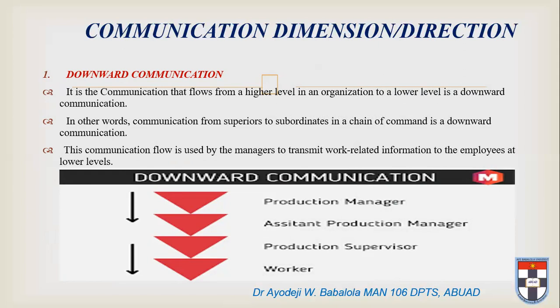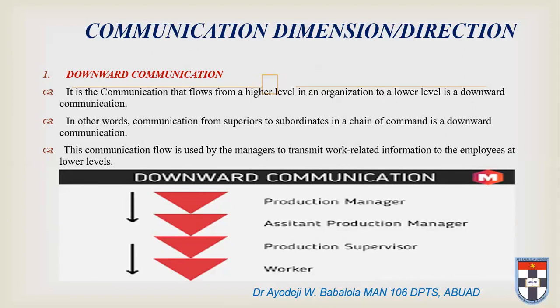Downward communication. What do we mean by downward communication? This is the communication that flows from a superior to a subordinate, from someone at a higher level in an organization to another at a lower level. That is what we mean by downward communication: communication from superiors to subordinates in a chain of command. You can see from the diagram, a production manager is superior to the assistant production manager. An assistant production manager is superior to the production supervisor, and the supervisor is superior to the worker.